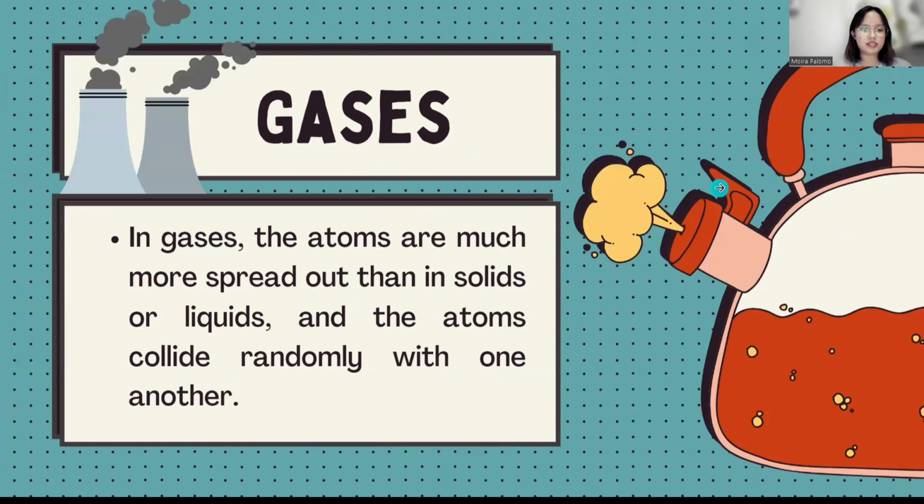So next we have the gases. In gases, the atoms are much more spread out than in solids or liquids, and the atoms collide randomly with one another. What makes gases different is that their atoms are not packed together, giving them a tendency to float away from each other. They have no set shape, no set volume. Right now, you are probably, of course, breathing in air. The air you're breathing in is a mixture of gases containing many elements, such as oxygen, nitrogen, and carbon, but you can't actually see them because they have no set shape like liquids in a container, or set volume like the solids, whose weight you can actually feel when you touch or carry them.